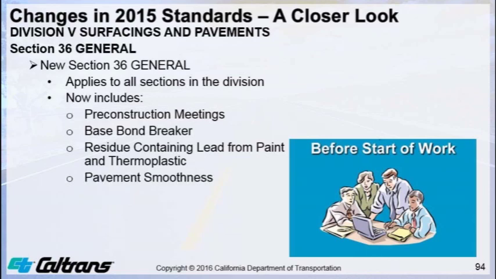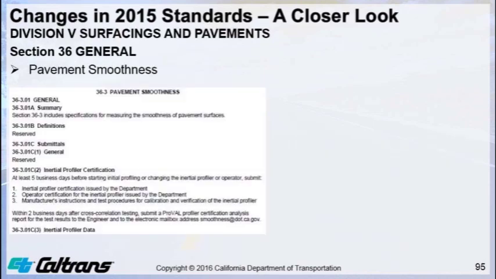Let's take a look at pavement smoothness, but we're going to do that in a little more detail of what we moved. For pavement smoothness, the common specifications are now in Section 2015, Section 36-3 pavement smoothness, such as the requirements for the inertial profiler certification, and also the requirements for the inertial profiler data, performing, analyzing, and collecting data, and straight edge measurements.